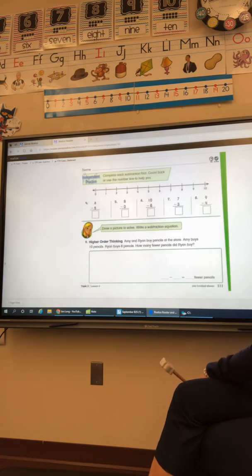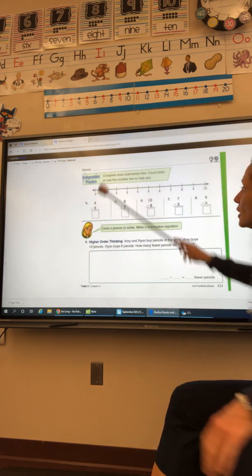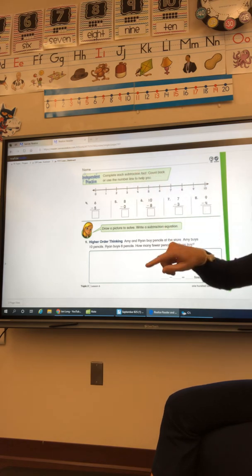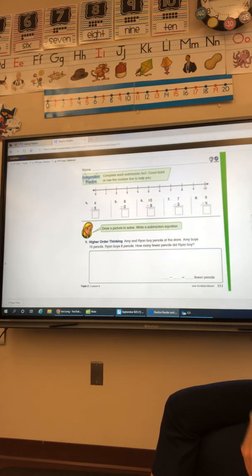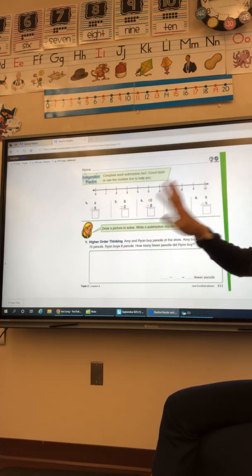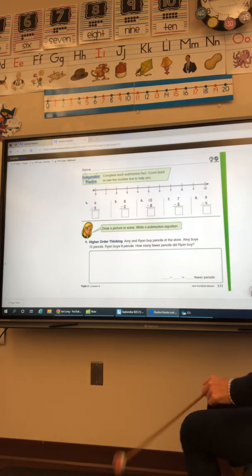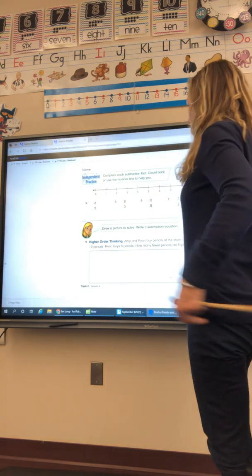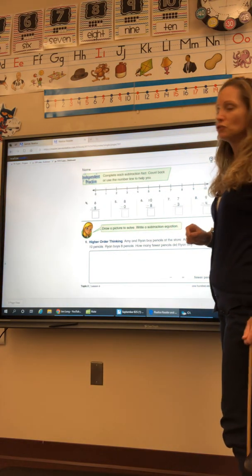Boys and girls, you're going to do this part by yourself. Here's where we start. Here's your number line. Here's my advice. Don't use your pencil to jump back on this line. You'll mark it all up. You're going to do the same thing that you did on the front. This is independent practice to show what you know. It says count back or use your number line.